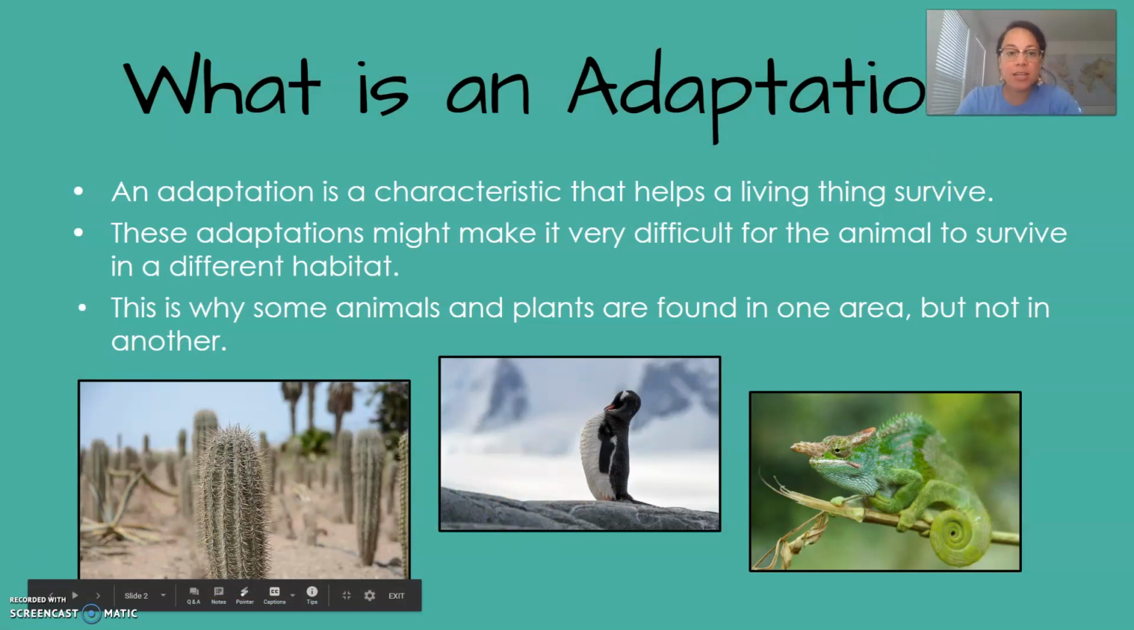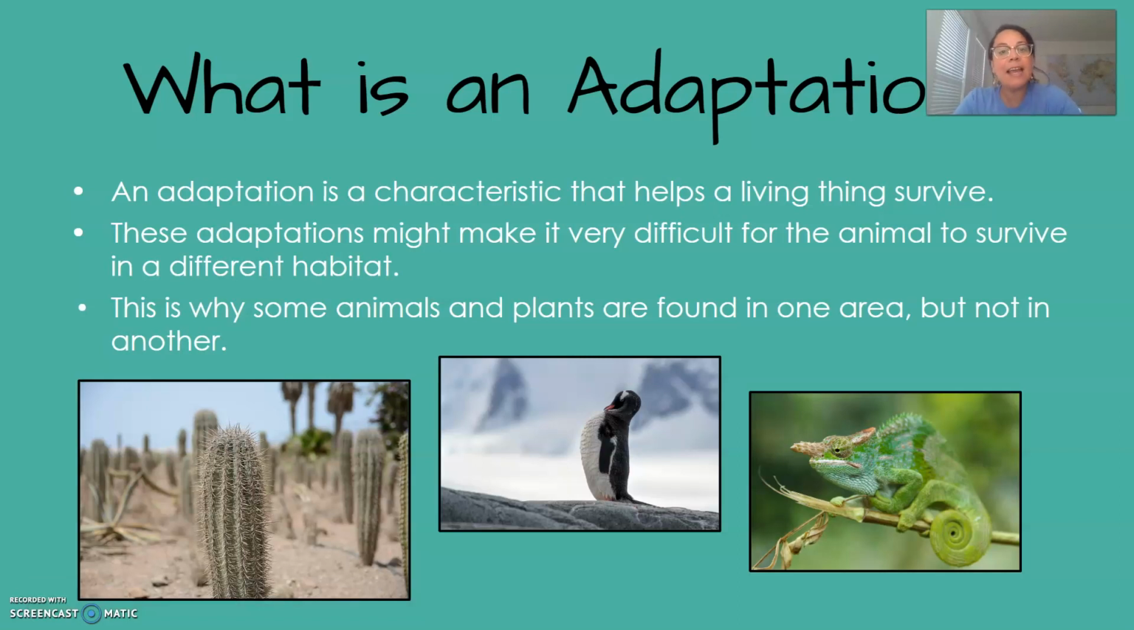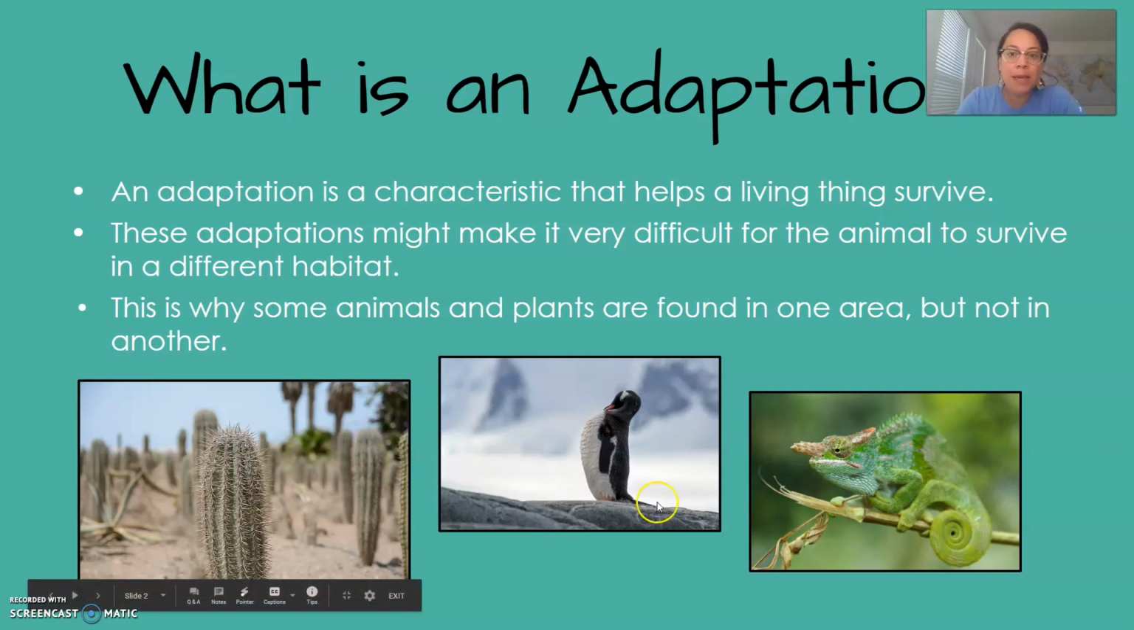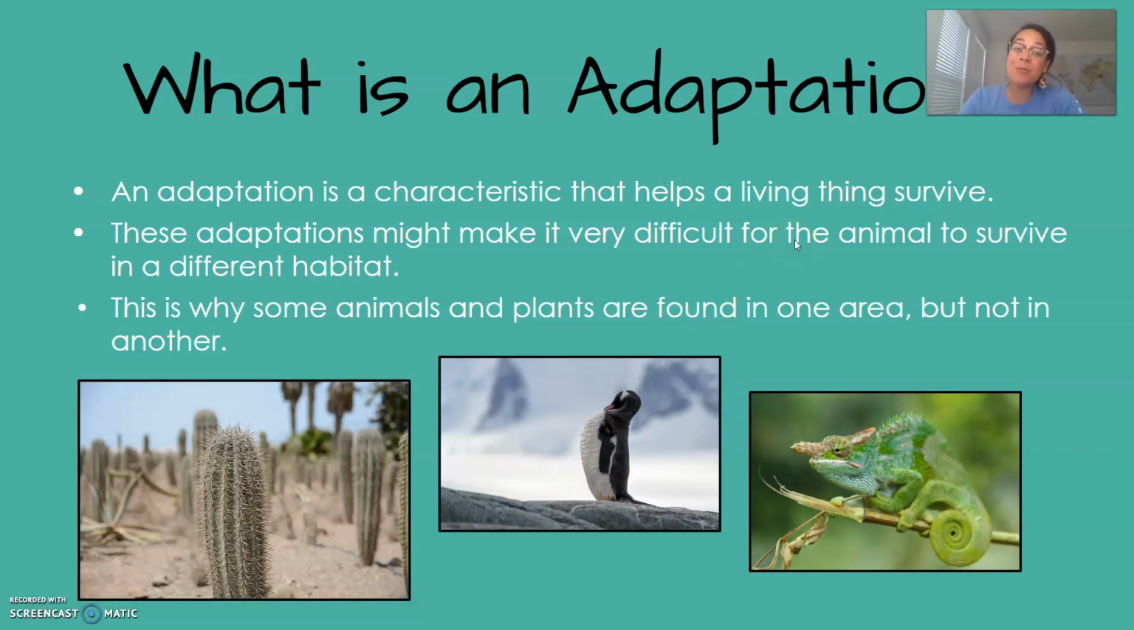So what is an adaptation? An adaptation is a characteristic that helps a living thing survive. These adaptations might make it very difficult for the animal to survive in a different habitat. Can you imagine a penguin with that thick blubber trying to make it in the desert? Or that chameleon with its beautiful skin and love of warmth surviving in the Arctic? So that's why some animals and plants are found in one area, but not in another.